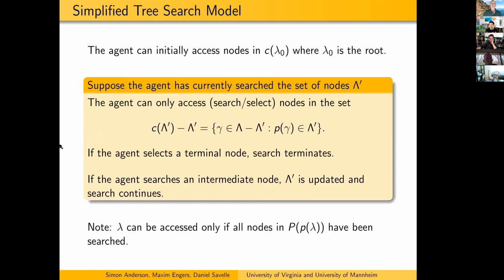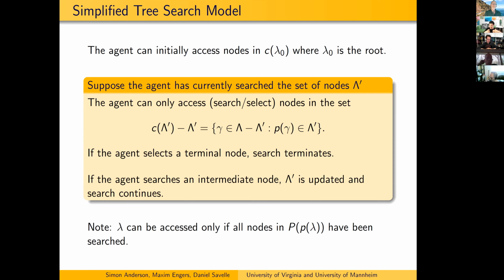The agent can initially access nodes that are immediate children of the root. So when the agent starts, they can access anything that's attached to the root. At each point in the process, so the agent has searched some set, lambda prime, the agent can access anything that's an immediate child of that set, but isn't in the set. In theory, though, they could re-access something in the set. They would just pay a search cost and gain nothing.